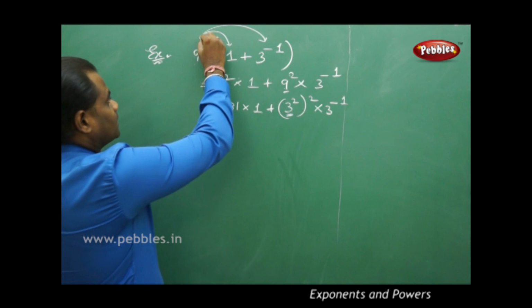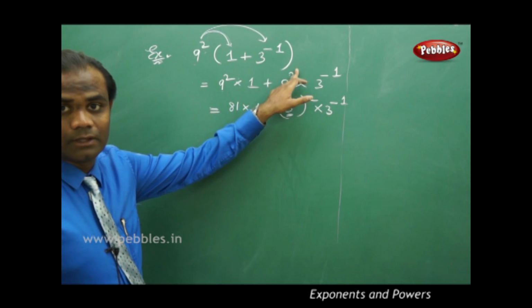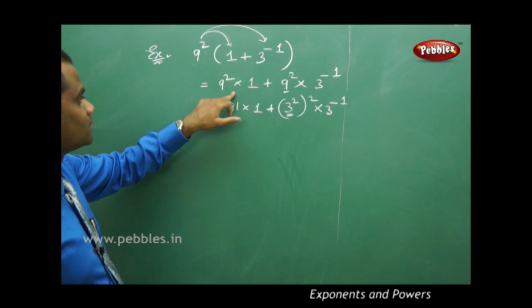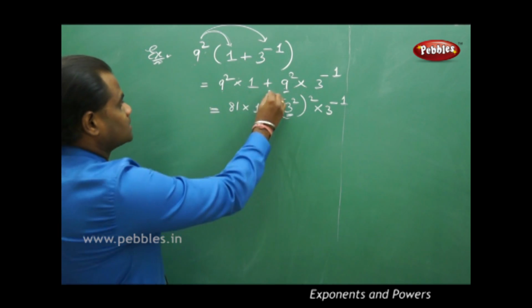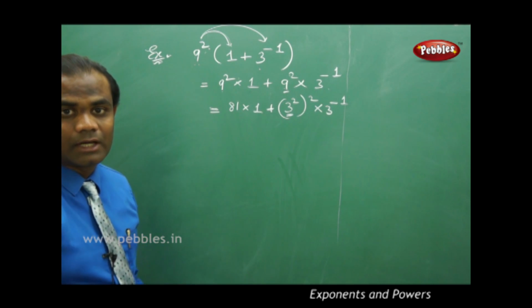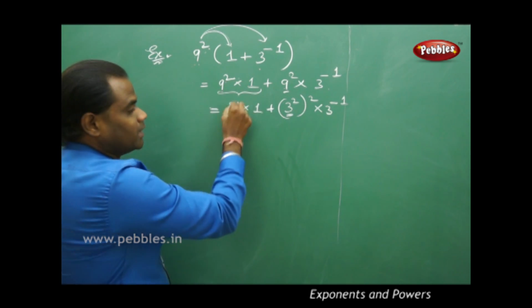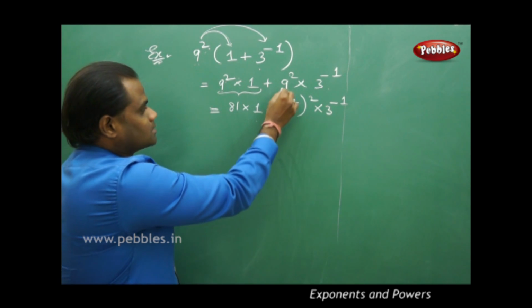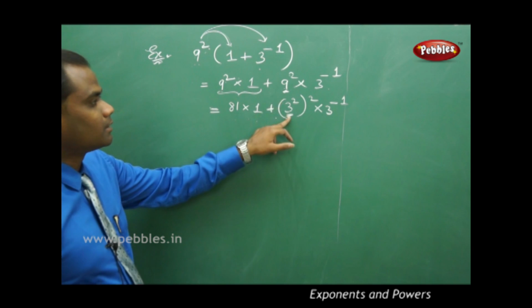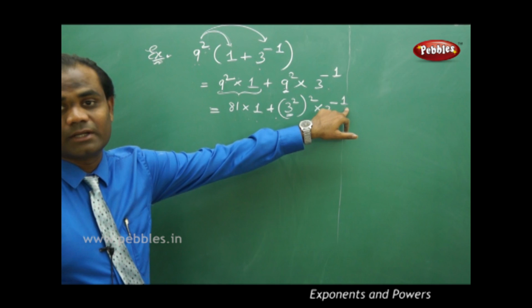So first I multiply 9 square to 1 and then I multiply 9 square to the next term 3 raised to negative 1. So I get 9 square multiplied with 1 in the first case and then plus 9 square multiplied with 3 power minus 1. Then after that I simplify the first term as 9 square would be 81 times of 1 plus 9 in this case can be written as 3 square raised to 2 times 3 power minus 1.